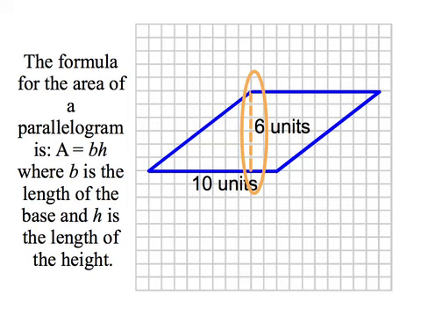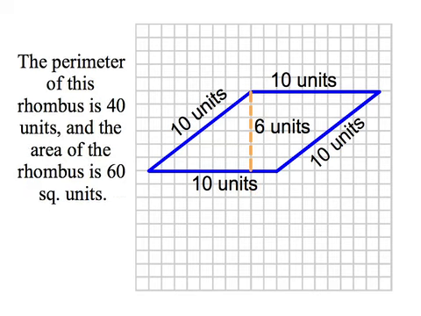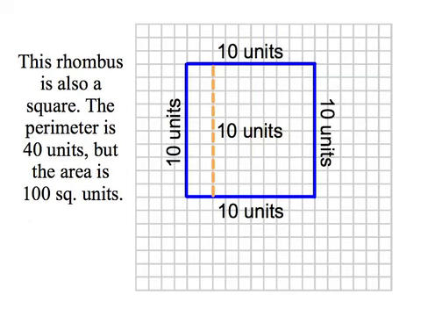Well, this particular parallelogram is a rhombus because all 4 sides have the same length of 10 units. The perimeter of this rhombus is 40 units. 4 times 10. Each side was 10 units, and there were 4 sides. So the perimeter was 40 units, and the area was 60 square units.